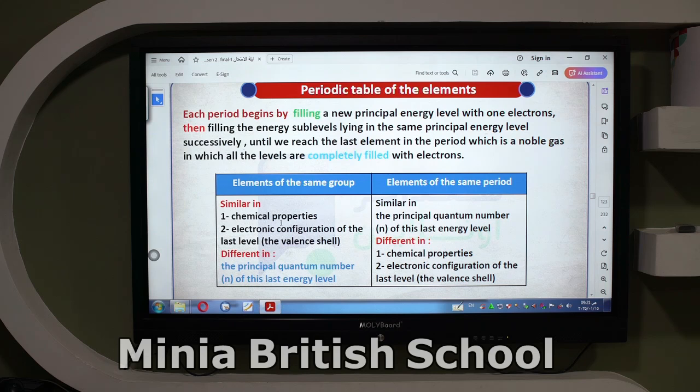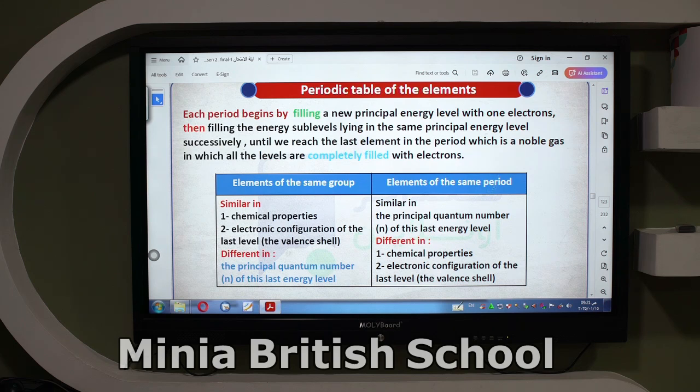Similar in chemical properties. So the examiner can give you some electronic configurations or atomic numbers of some elements and ask you which of two elements have the same chemical properties. In this case, we search for which two elements are located in the same group. Elements in the same group are similar in chemical properties and in the electronic configuration of the last level, and different in principal quantum number, because principal quantum number belongs to what?